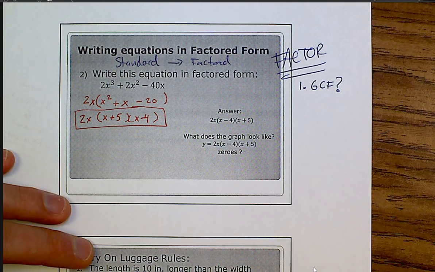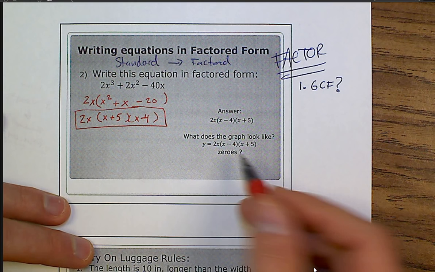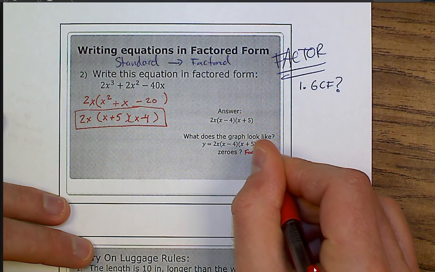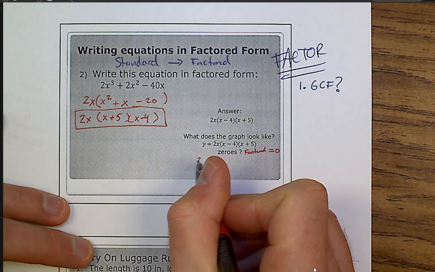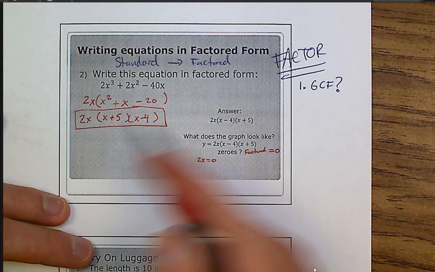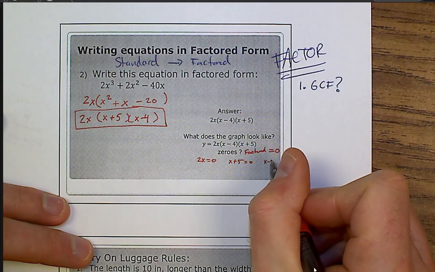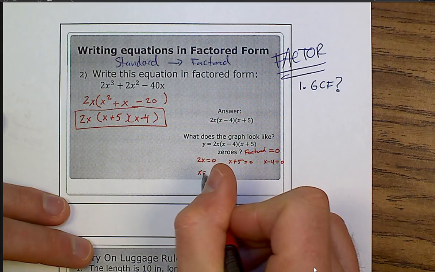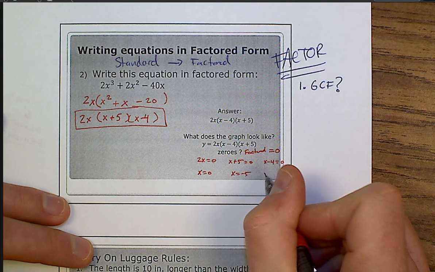Now it says, what does the graph of this look like? What are your zeros? Remember, to find your zeros, you take your factored form, set each factor equal to 0, and solve. So I have 2x equals 0, because you have to set that, x plus 5 equal to 0, and x minus 4 equal to 0. Again, you take all your factored form, set them equal to 0, so you have x equals 0 here, x equals negative 5 here, and x equals positive 4 here.